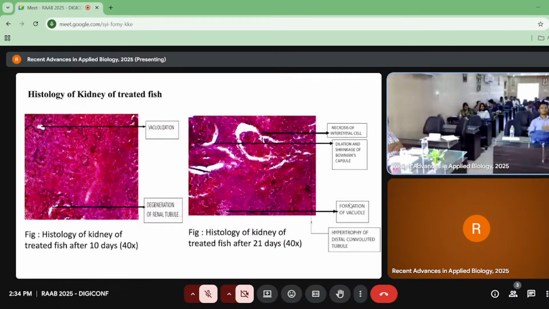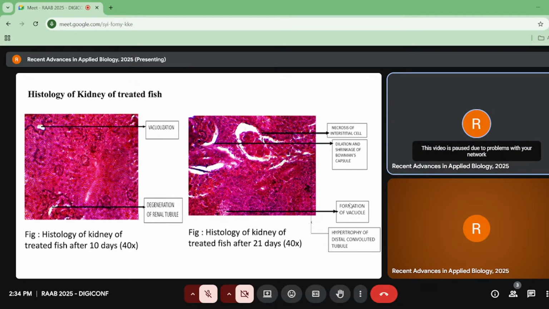These are the slides of the treated fish. There also are many changes, including vacuolization and degeneration of renal tubule after 10 days, and after 21 days there are also changes. Many changes occur, including necrosis of interstitial cell, dilation and shrinkage of Bowman's capsule, formation of vacuole, and hypertrophy of distal convoluted tubule.